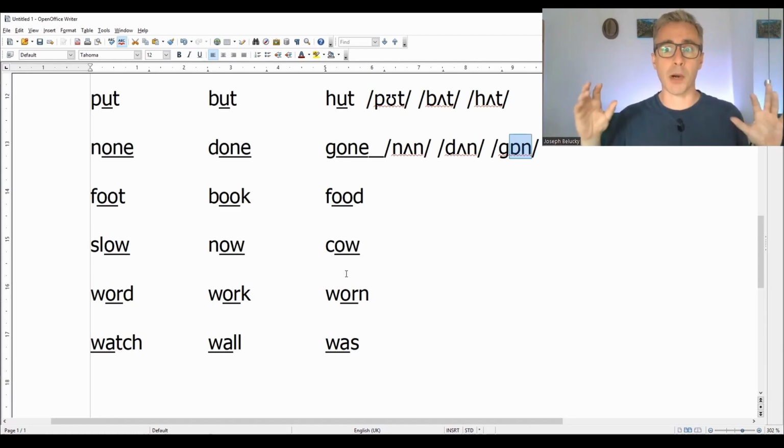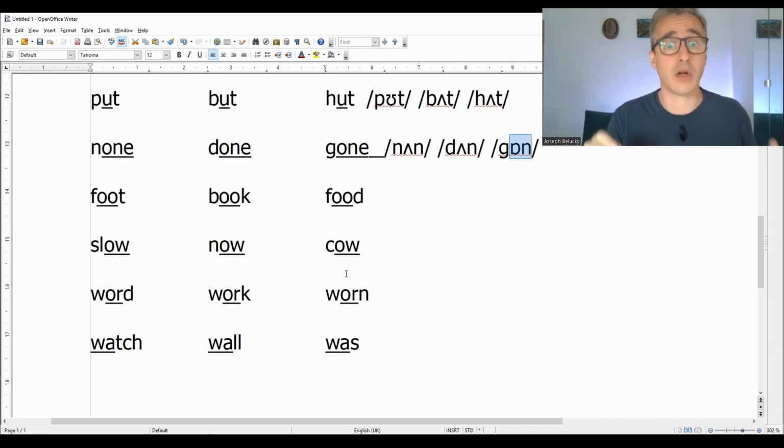Right, now double O. How is double O pronounced in English? Now, this is one of those combinations that's changed a lot, I think, over the years. I think it was always pronounced as a long vowel, but now it's either pronounced as a short vowel or a long vowel. It depends. So let's find out which is the odd one out here.